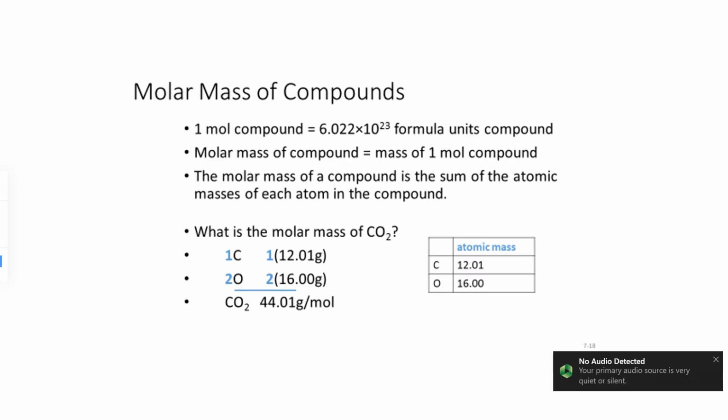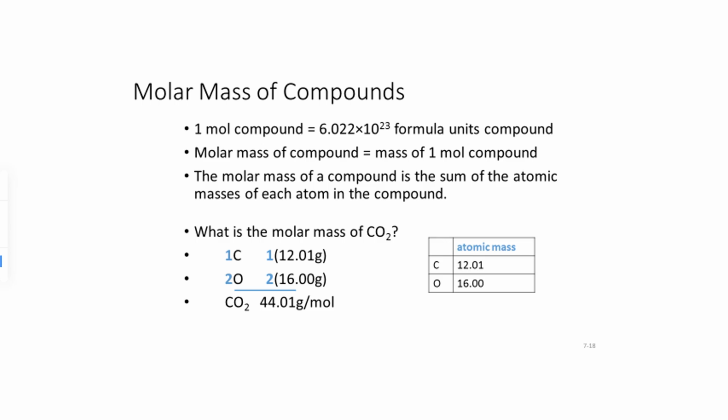So now we're going to calculate the molar mass of a compound. So 1 mole of a compound is 6.022 times 10 to the 23rd formula units of the compound. We're going to get into that a little bit more when we talk about what a mole is. But molar mass gets us a step closer to what is in a solution. The molar mass of the compound is the mass of 1 mole of the compound, and the molar mass is the sum of the atomic masses of each atom in the compound.